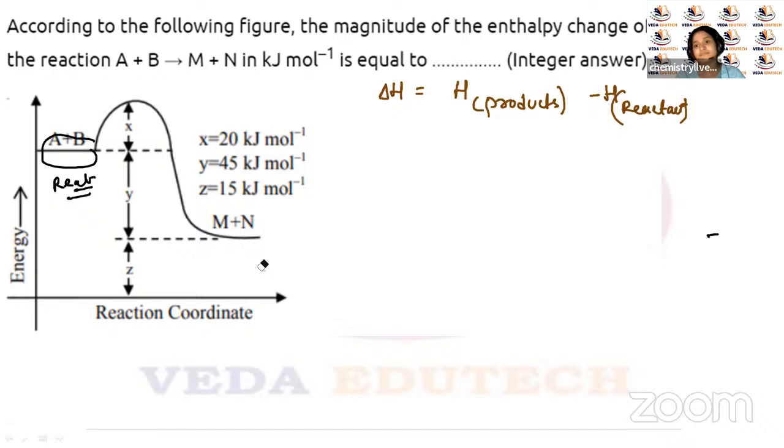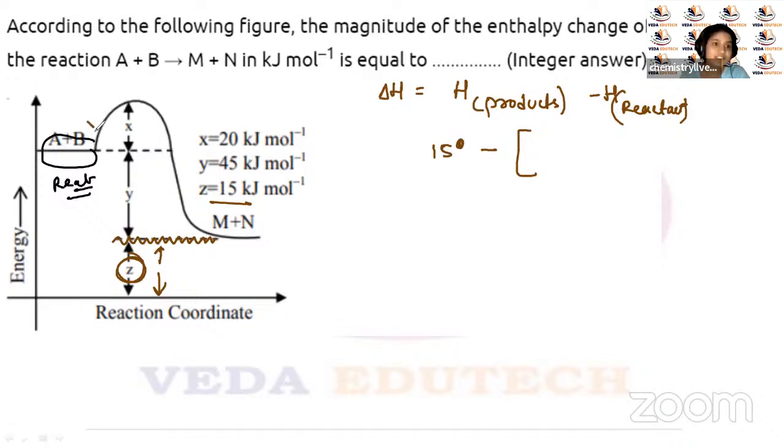So let's see. Now coming back to product. So this part is your product. So if you see the value of product, this is going to be what, children? Product is from here to here only, from this portion to this portion, and this is given as Z, and Z is 15. So I'll write here 15, minus reactant coordinate.